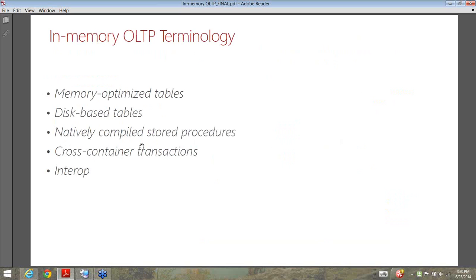Now, when we're talking about in-memory OLTP, there are certain terminologies or terms associated with it that you need to be aware of, right? The first one being memory optimized tables. So when I say memory optimized tables, what I'm referring to is the tables which are going to use the new data structures, right, which are added as a part of in-memory OLTP.